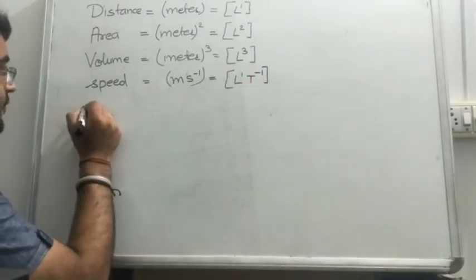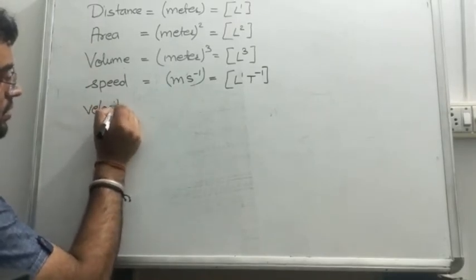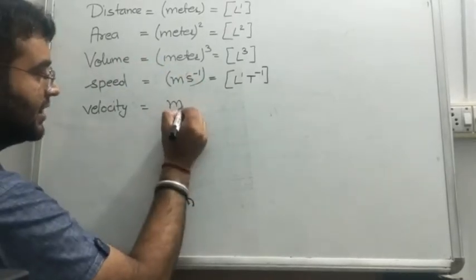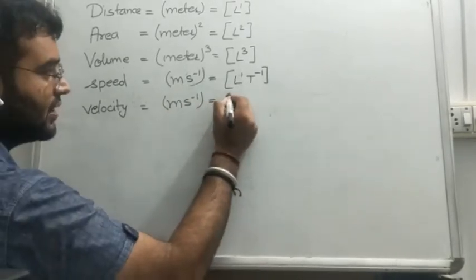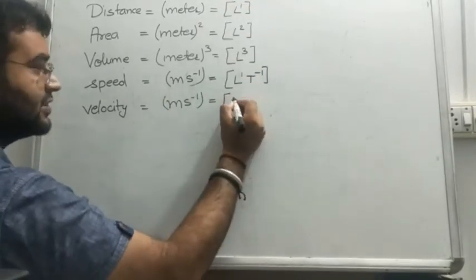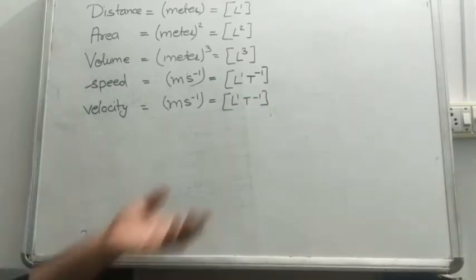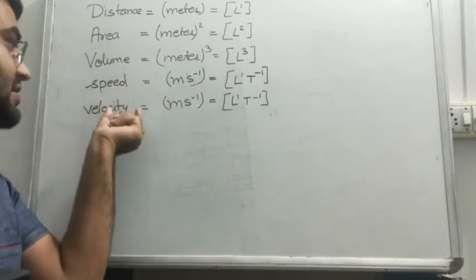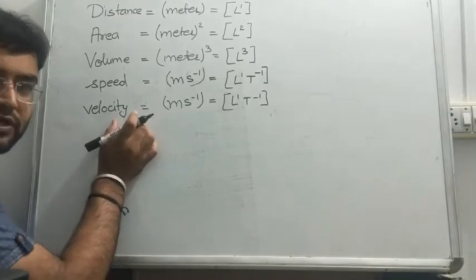Then again for velocity, having the same unit, meter per second, or m s minus 1. Then what is the dimension of velocity? That is L1 T minus 1. So according to dimensions, the dimension of speed is exactly the same as the dimension of velocity.